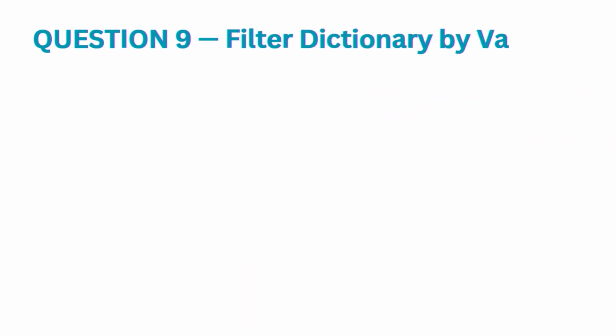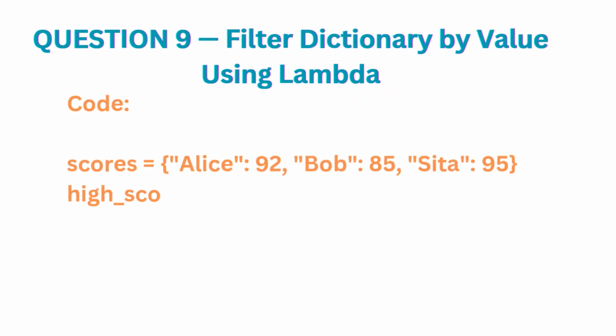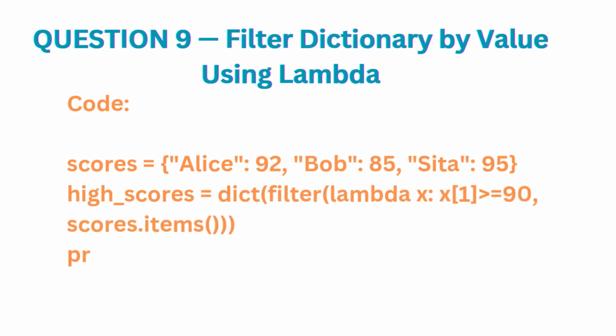The next question is filter dictionary by value using lambda. So we have to use the filter function and lambda that allows condition-based dictionary filtering. Here the scores are given and the high scores will be dict of filter of lambda x: x[1] greater than or equal to 90, on scores.items(). That should print the high scores.